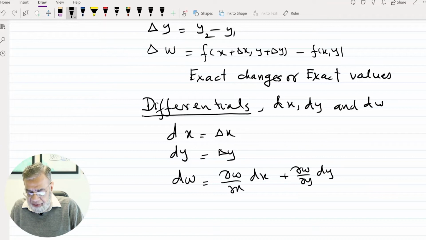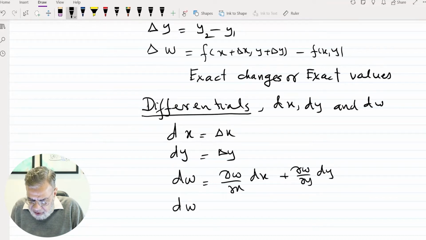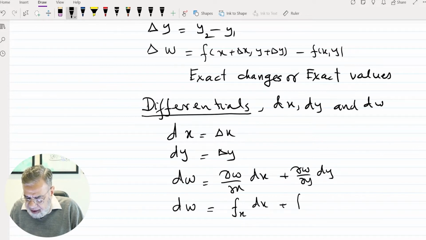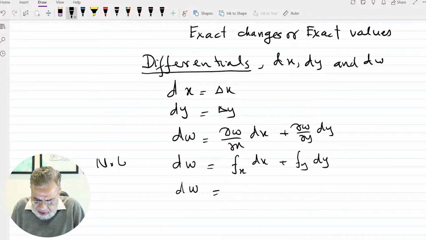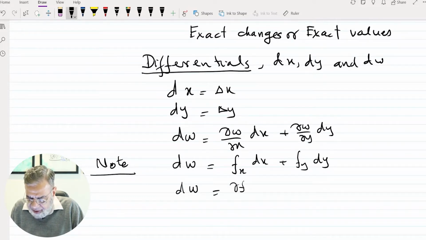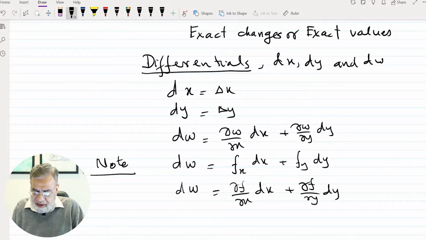We have the derivative with respect to x first and then the derivative with respect to y. Just to rewrite, we can write this as f sub x, partial with respect to x, into dx plus f sub y dy. Same thing, just a different notation. Also you can write it this way, so that it does not get mixed up: partial f by partial x dx plus partial f by partial y dy. These are the changes which are differentials.